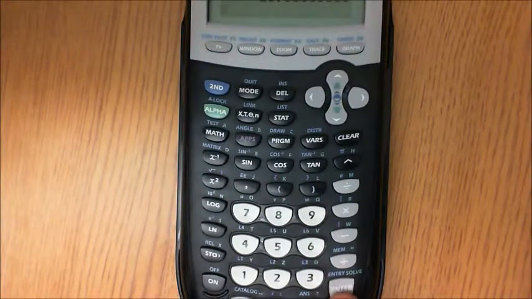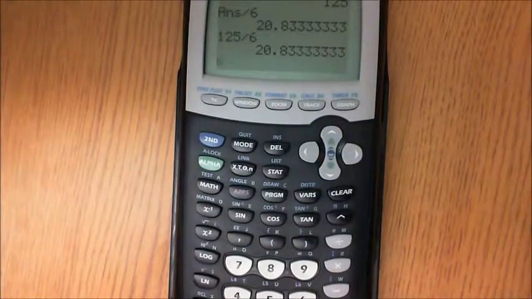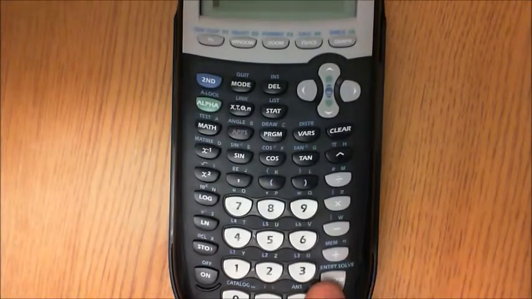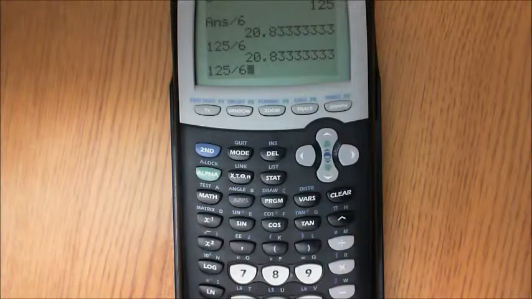And what that is, we don't want to see what the answer was per se, but we want to retype it all in. So if I push second entry, what it does is it brought back what I typed last time. Not what the answer was, but what I typed.